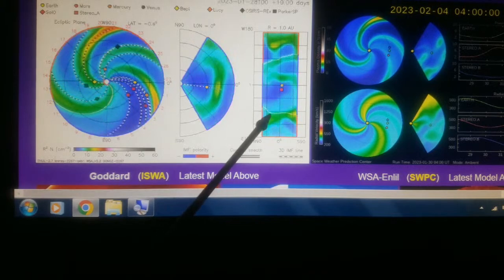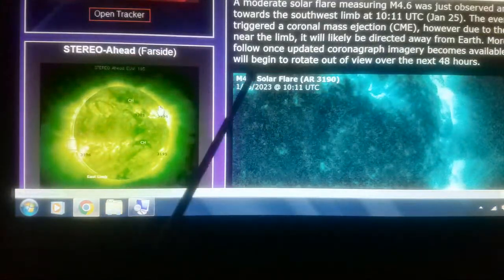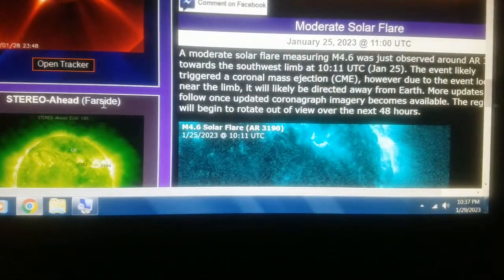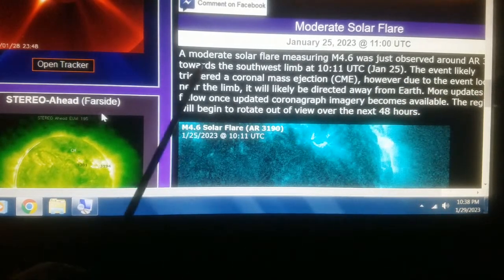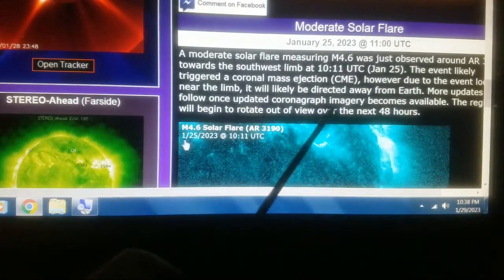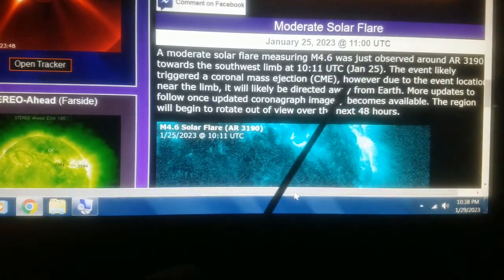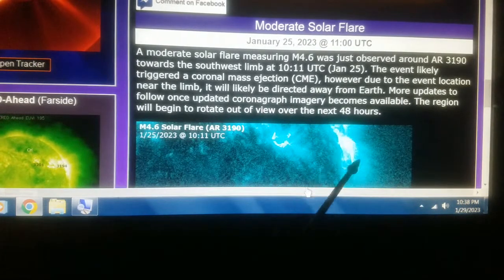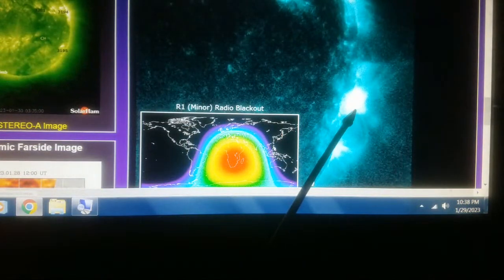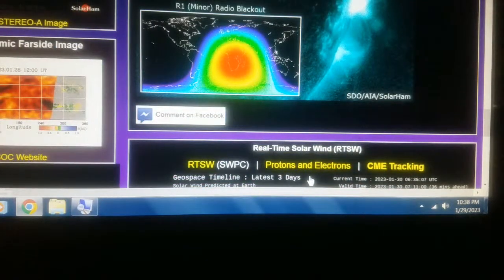So we're back out of this instrument. They did report right here, let me just read this real quick for you guys: a moderate solar flare measuring M4.6 was just observed. That was the one I showed you earlier, from the AR3 whatever sunspot towards the southwest limb. The event is likely triggered by a coronal mass ejection, which we saw. However, due to the event's location near the limb, it will likely be directed away from the Earth. More updates to follow. So it's not an Earth-directed one. It's over here on the limb. See this lower one on the limb right here? This is our M-class one that I showed you earlier, in that blue satellite view.